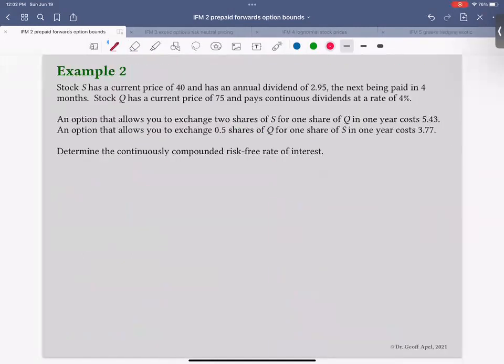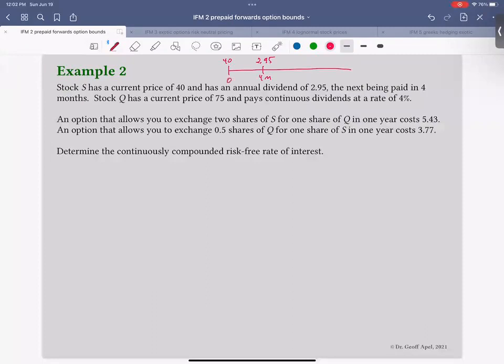All right, so let's look at this. We had stock S, it has a current price of 40 and an annual dividend of, okay, so discrete dividends, $2.95, the next being paid in 4 months. Let me just write that on here. Current price of 40, and then 4 months later, $2.95, and it's annual. So if this is a 2-year or 3-year, we might have to do it a bunch of times. Well, let's see what we have here.